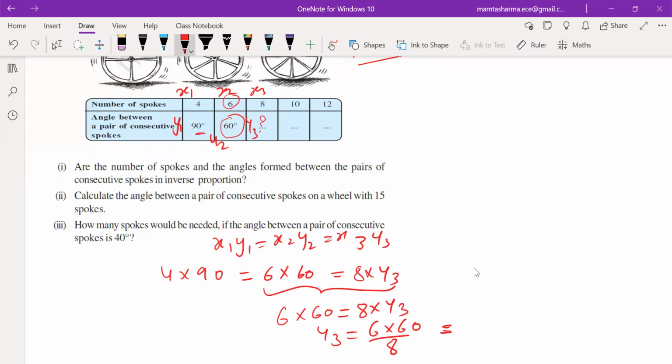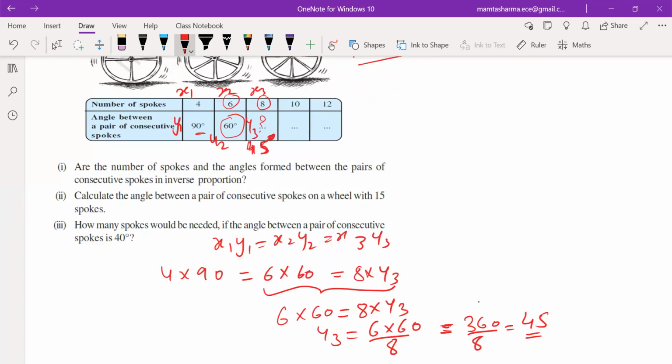Who was telling the answer? Yes, Abhinav, tell me. Y3 would be? Ma'am, 45, 36 and 30. 45. After solving this, you will get 45, right? 360 divided by 8. Yes, this would be 45. So when the number of spokes is 8, the angle between them would be 45 degrees.